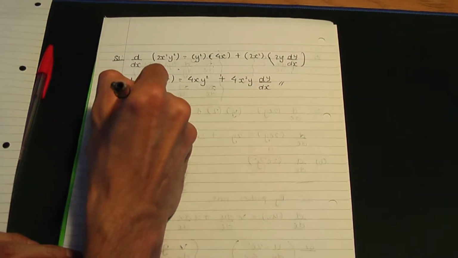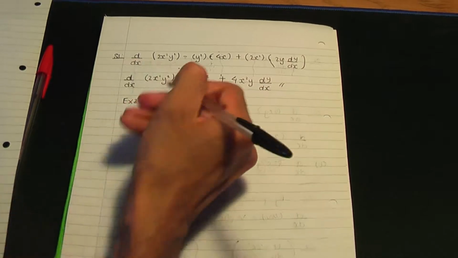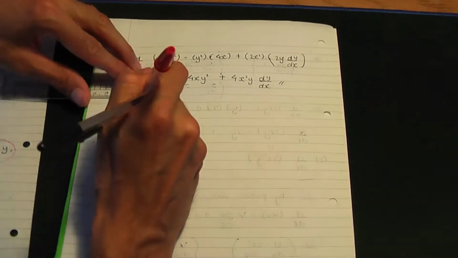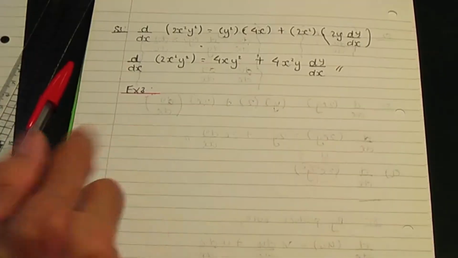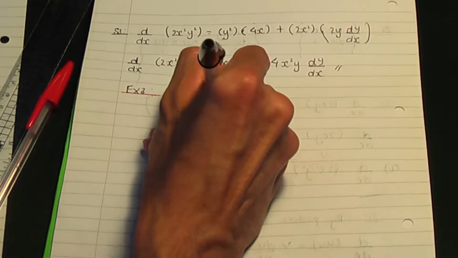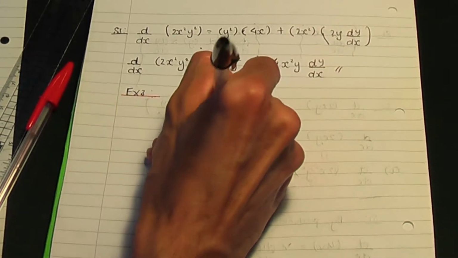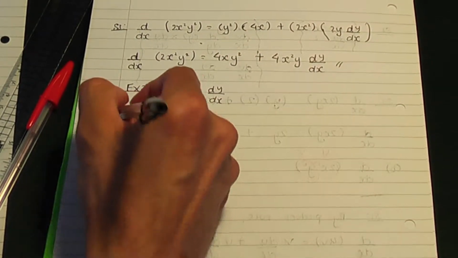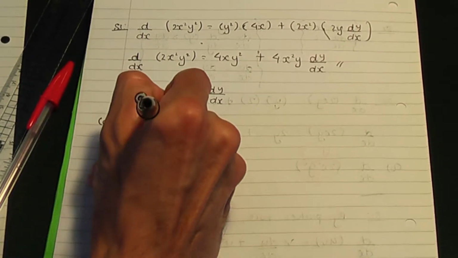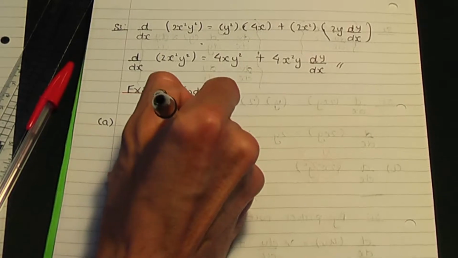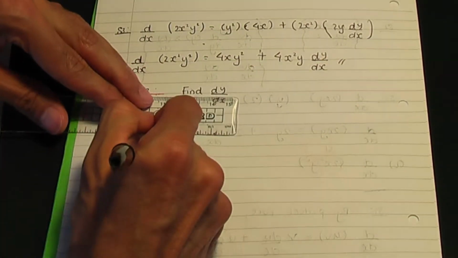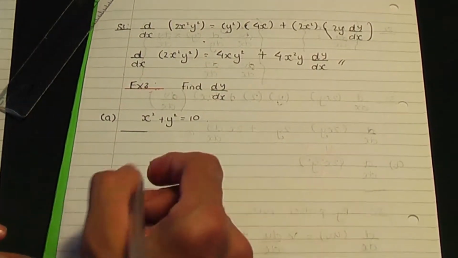So here's example number 3. Let me find a red pen and a ruler, and underline this. The question is, let's find dy over dx, and we're going to differentiate, and I'll call this part A, x squared plus y squared is equal to 10. Okay, so let me go through the steps involved.